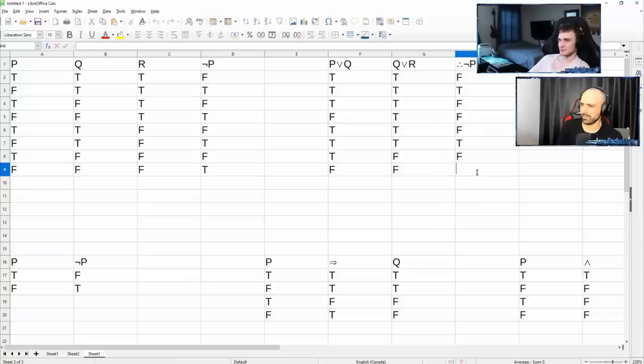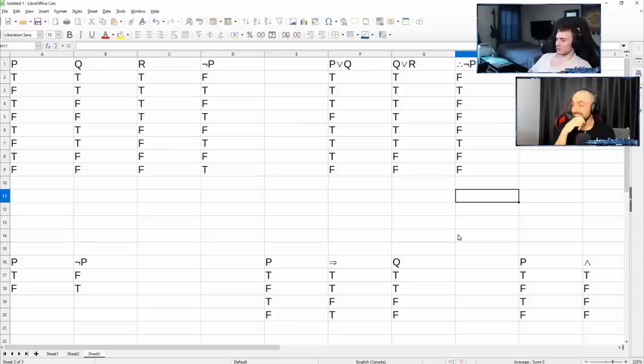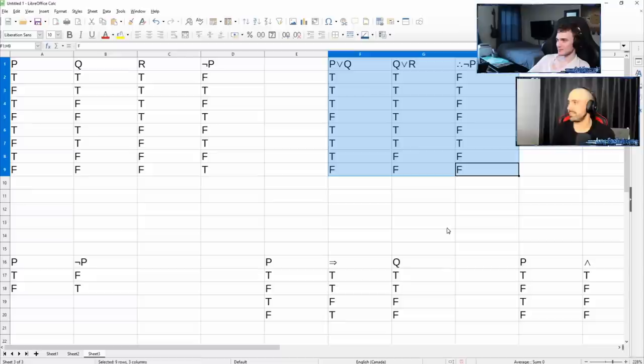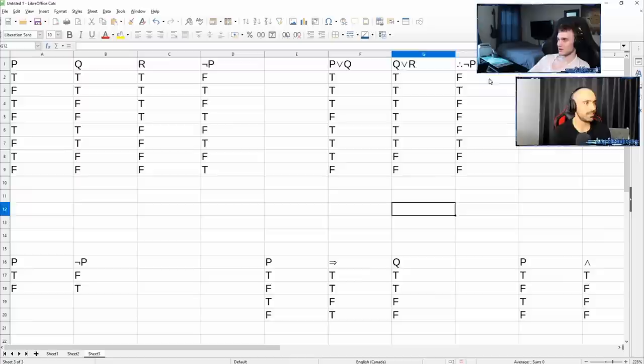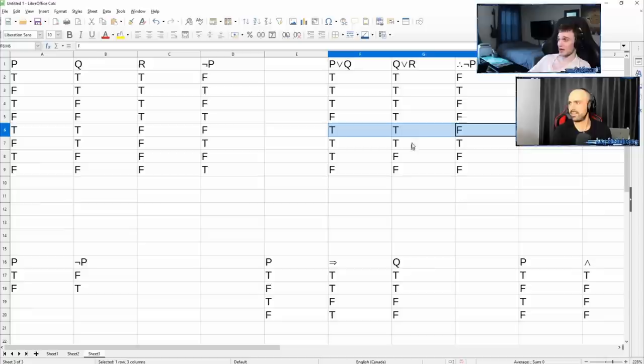Alright, I don't remember if this was the last or the second last one, but let's just say this is the last one. We'll finish on this. Is this valid or invalid, Joey? Yeah, this is actually invalid. Why is it invalid? Because there's a line here where there are two true premises and a false conclusion. Yep, that's right. There's a counterexample here. There happen to be three in this one, but a single one is enough to make it invalid.